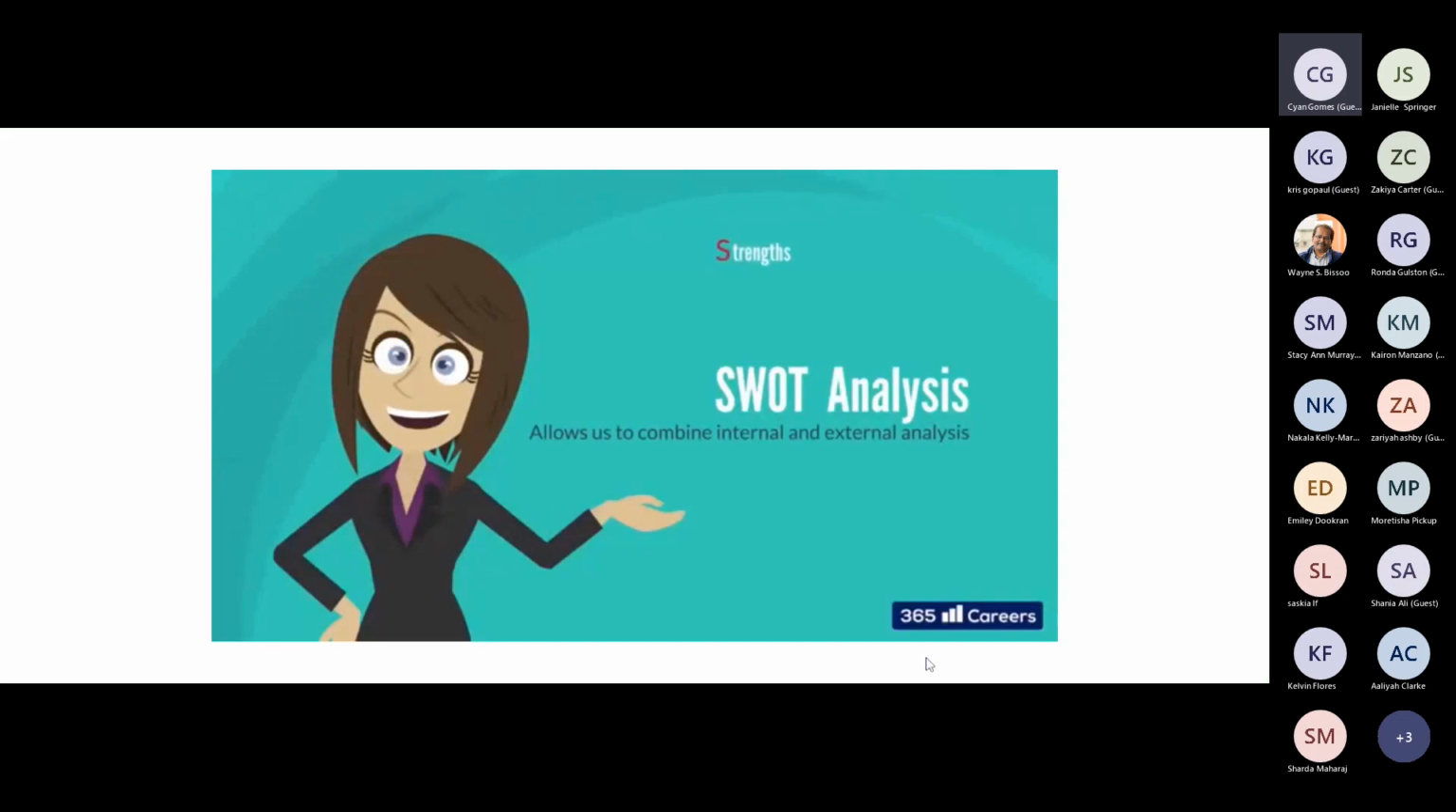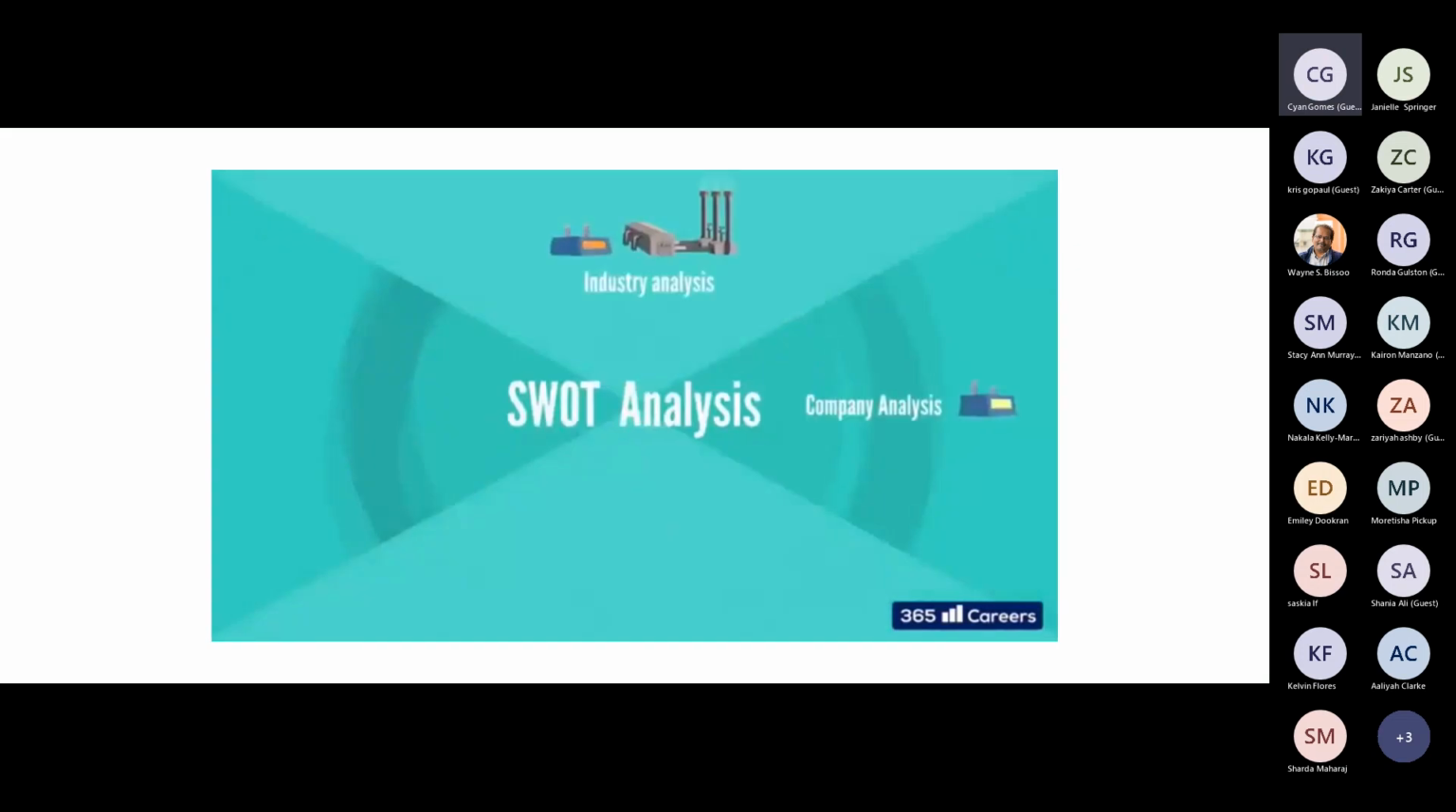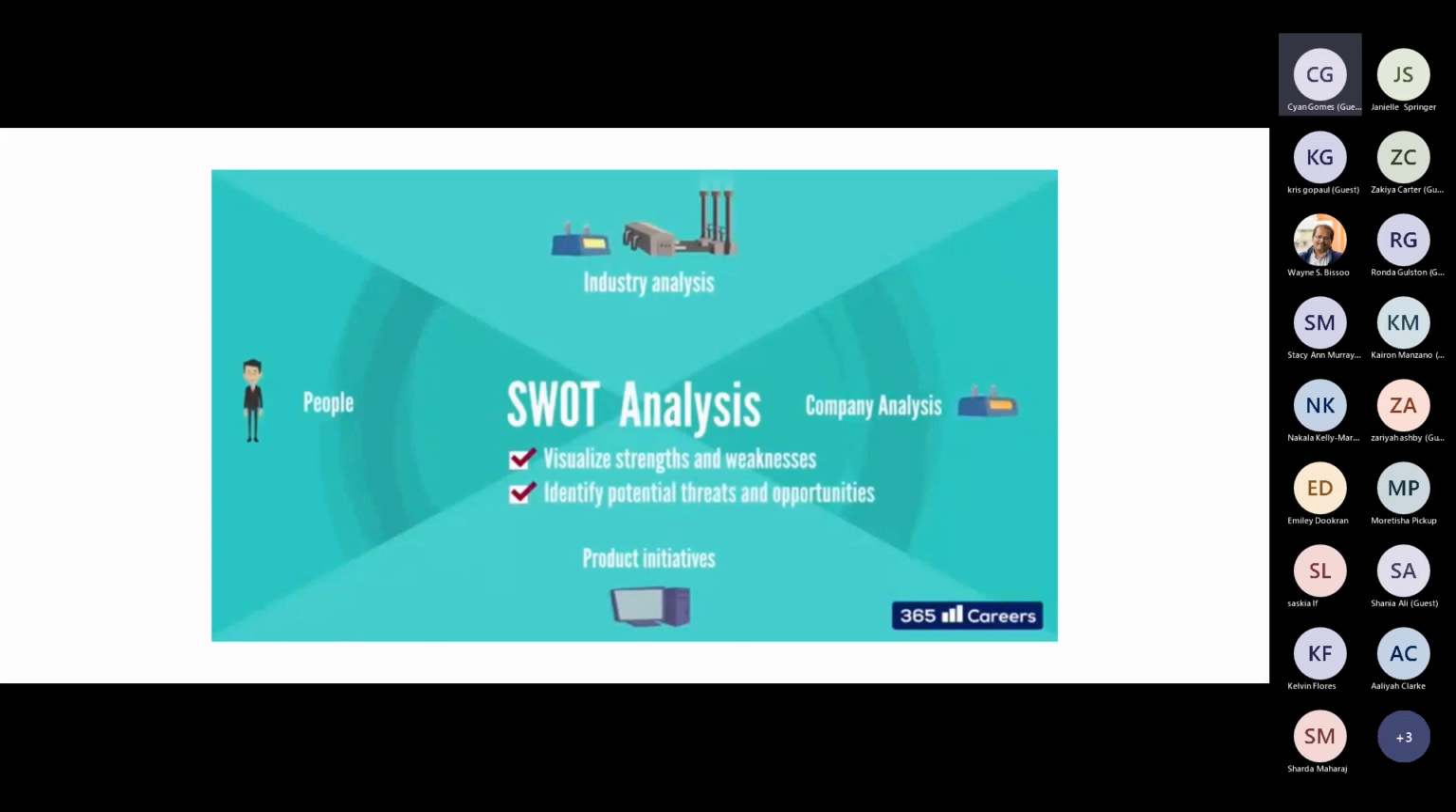The acronym SWOT stands for strengths, weaknesses, opportunities, and threats. The first two, strengths and weaknesses, are related to a firm's internal environment, while the last two, opportunities and threats, consider its external environment. We can use a SWOT analysis when analyzing industries, companies, products, new initiatives, policies, or even people. It is a simple and useful framework that allows us to group and visualize strengths and weaknesses, and to identify potential threats and opportunities that exist in the external environment.